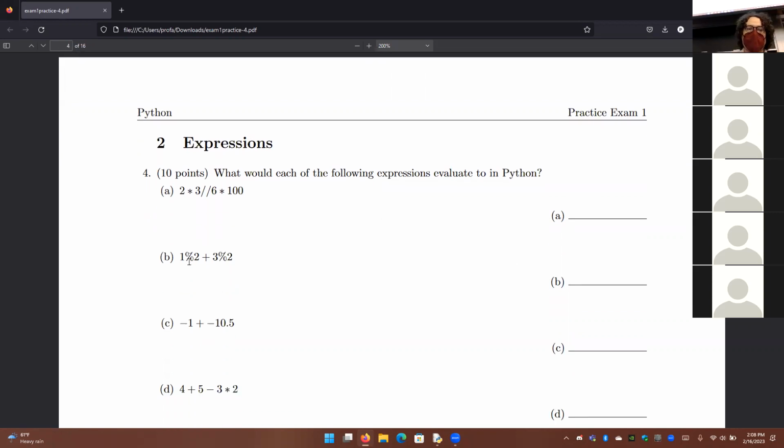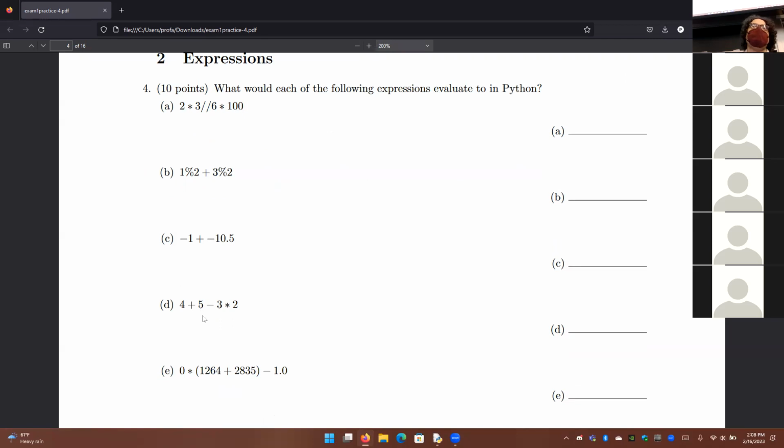So this one, 1 mod 2 plus 3 mod 2. Here again, multiplication, division, modulo are all on the same level of the order of operations. So we do 1 mod 2. What is the remainder? 1 divided by 2 gives you a remainder of 1. 3 divided by 2 gives you a remainder of 1. So the question is what's 1 plus 1? It's 2. Next, -1 plus negative 10.5. This one isn't too bad. It's negative 11.5. It's not a trick question here.